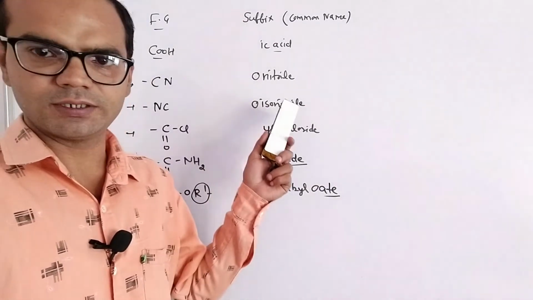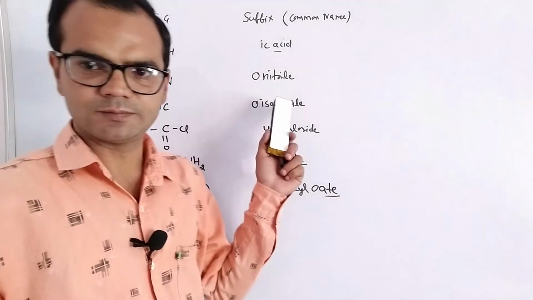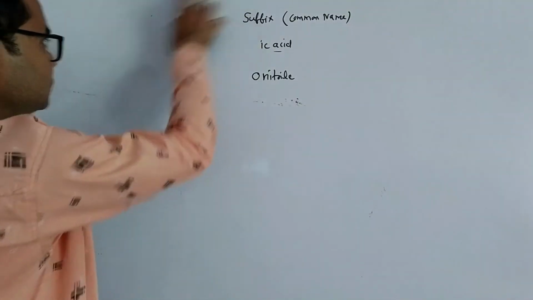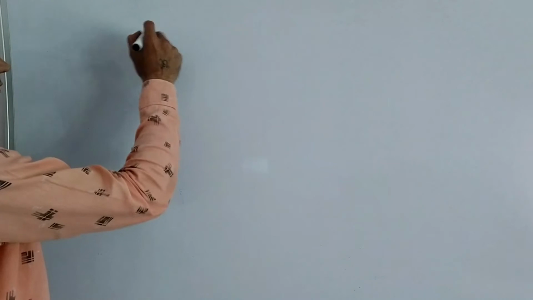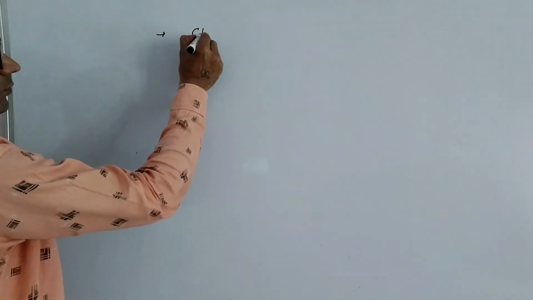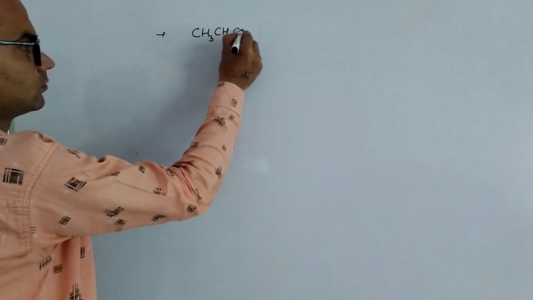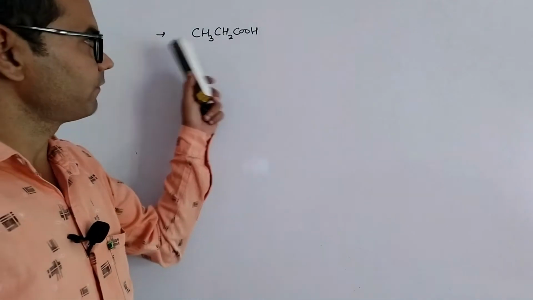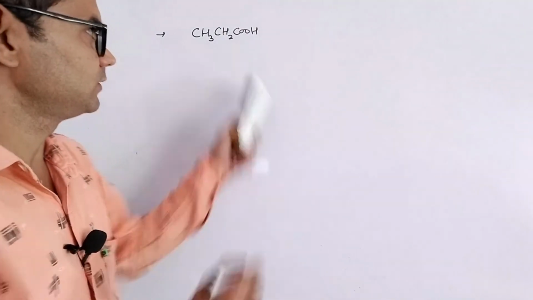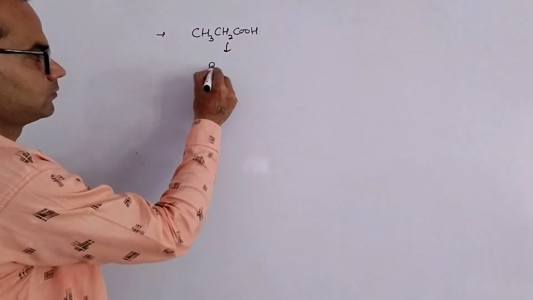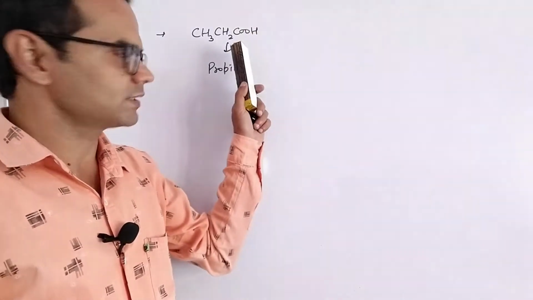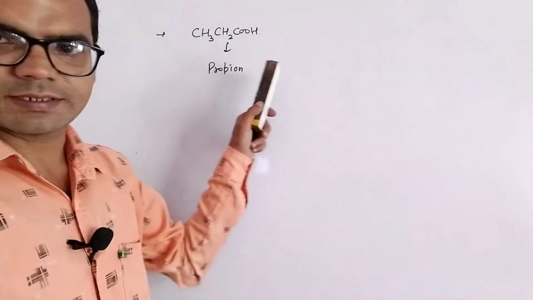Now how to write the common names? Let us understand with suitable examples. First count the carbon. We have three carbons, so its prefix will be propion. And the group is COOH, its suffix is ic acid, so propion plus ic acid, propionic acid.